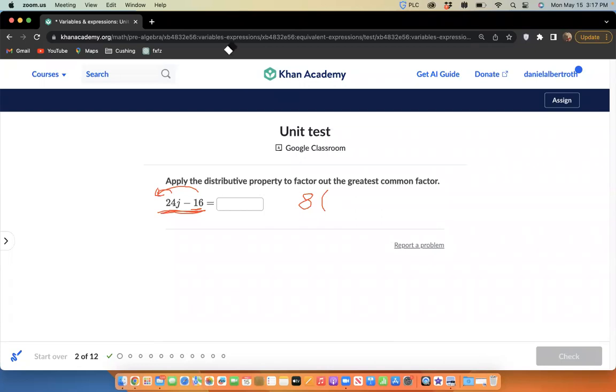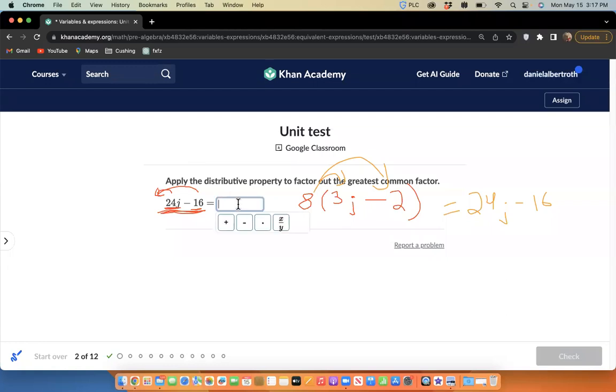I'll do it over here. So I'd be left with 8 times. 8 times what is 24j? That's going to be 3j. 8 times what is negative 16? That's going to be negative 2. It's a little wide. So I'm going to pull out the 8, and I'm going to be left with 8 times 3j minus 2. If I multiplied the 8 back in, I would have the same thing I started with, which is 24j minus 16. So they're mathematically the same thing. I'm just applying the distributive property and pulling out the greatest common factor. 3j minus 2. So like that. Very nice.